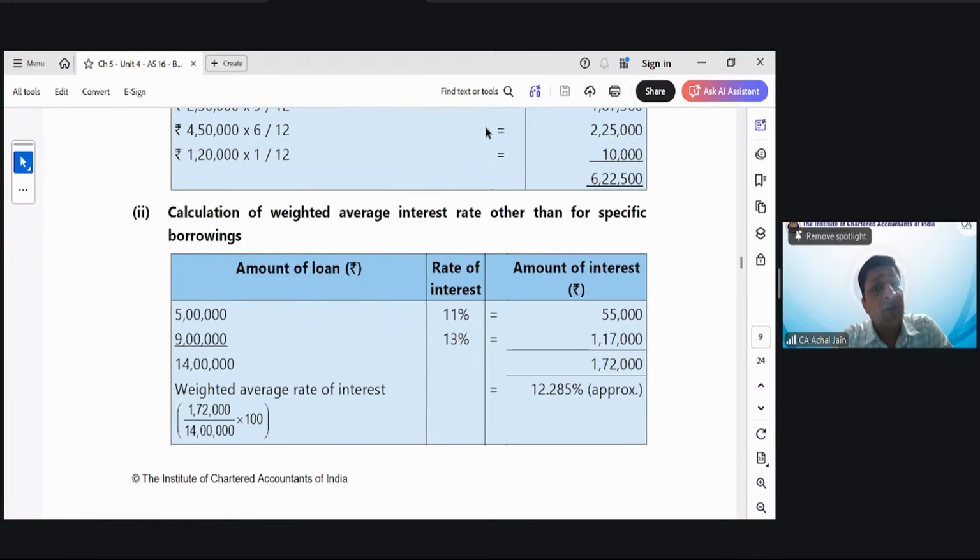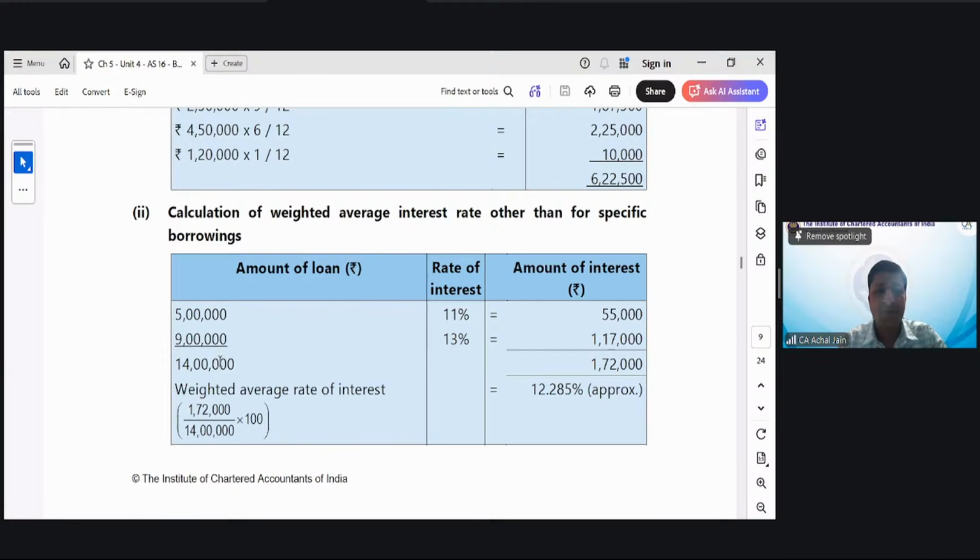So in this case, what do we do? We will calculate the weighted average of this interest. So the total interest amount is 1 lakh 72,000. Total loan amount is 14 lakh. So you will calculate the weighted average rate of interest. In the given case, weight of time has been taken as 12 months in both the cases because both the loan amounts were there for 12 months. Yes or no? So what is the weighted average rate of interest that we get? 12.285%. That's the weighted average rate of interest.